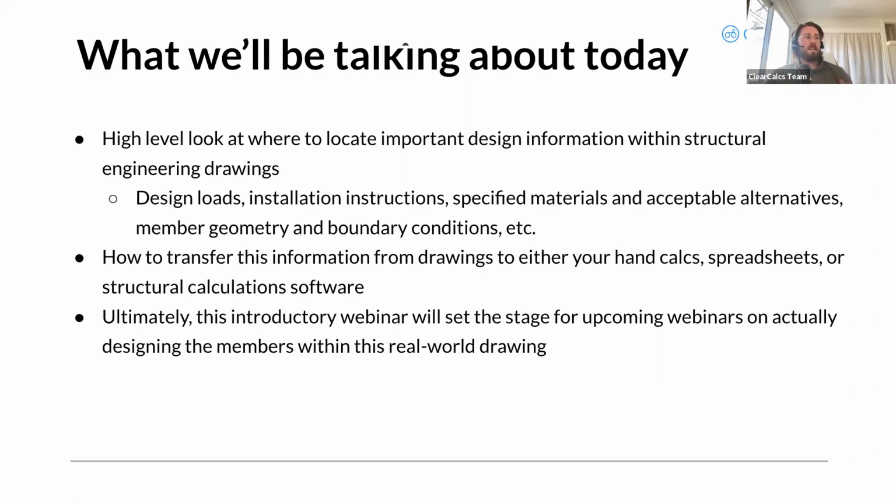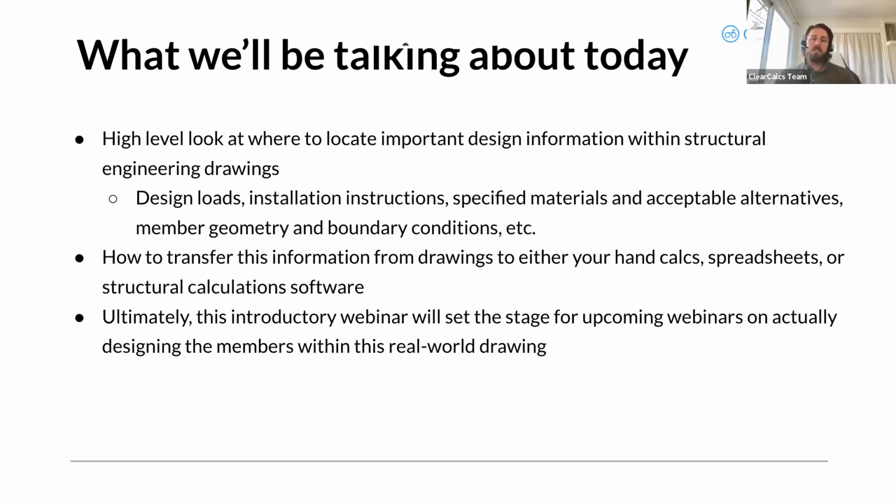When I say important design information, I'm talking about the design loads: roof, snow, wind, seismic, dead, live, all that fun stuff. What are we designing to and where do we find that? Also installation instructions for the builder or contractor, whoever's actually constructing the home: connections and all that fun stuff.